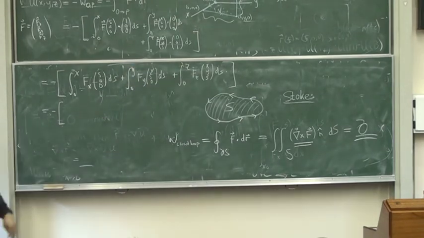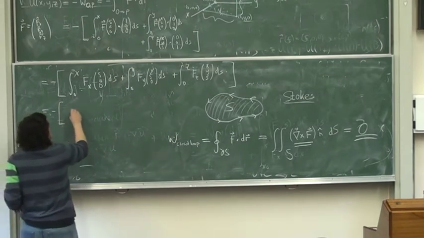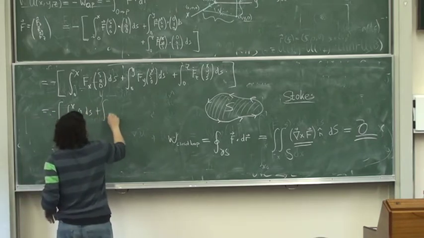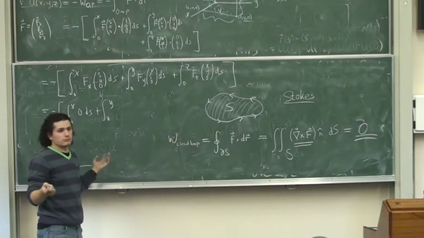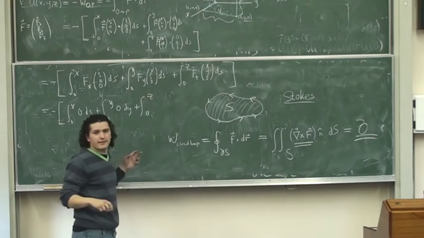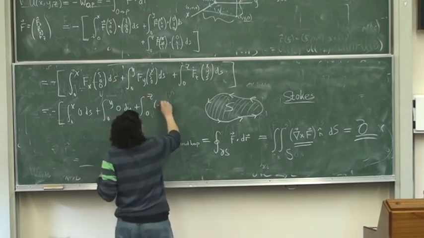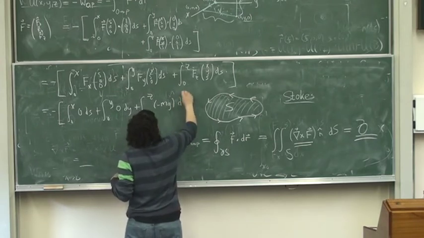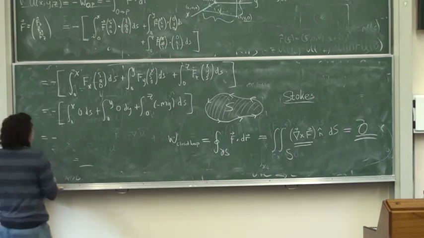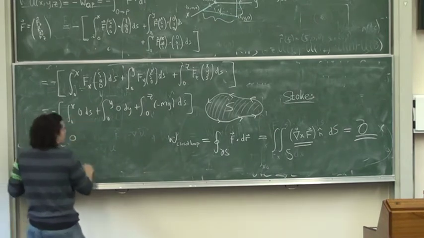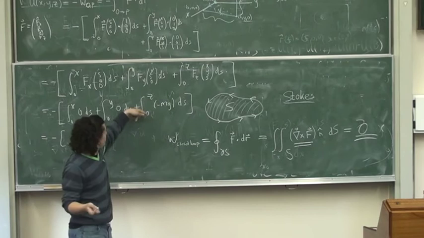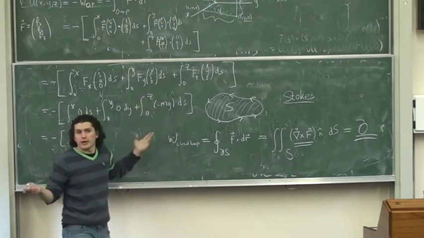What's fx? 0, right? So integral from 0 to x of 0 dx plus integral from 0 to y. What's fy? 0. Plus integral from 0 to z. What's fz? Minus mg. Yes, okay. So this is equal to: this integral is 0, this integral is 0, and this integral is minus mg s evaluated between 0 and z, minus mg z.